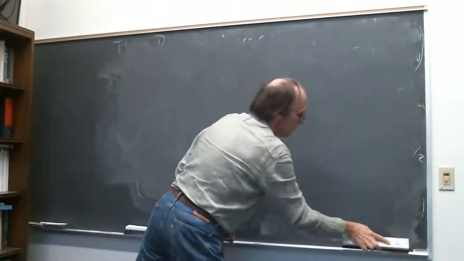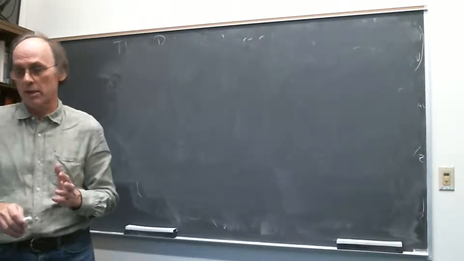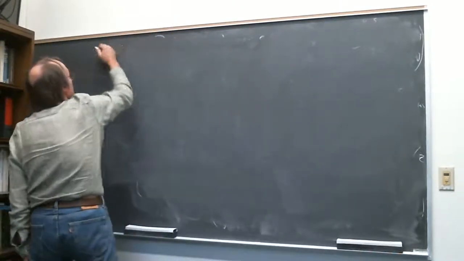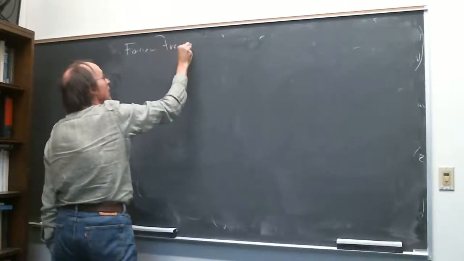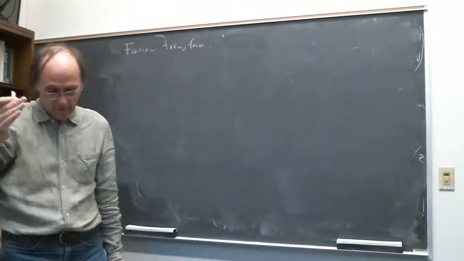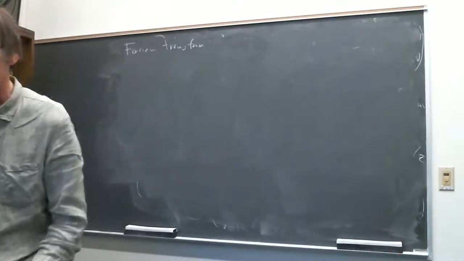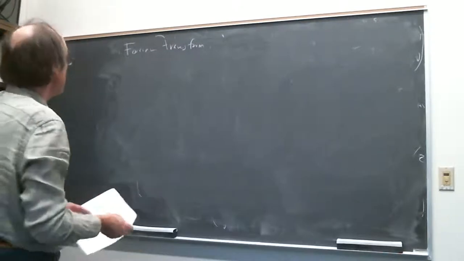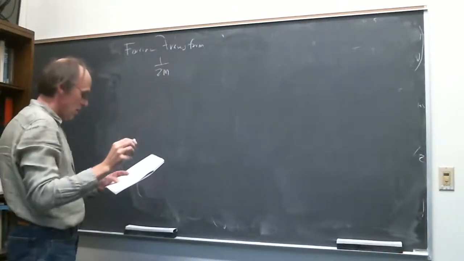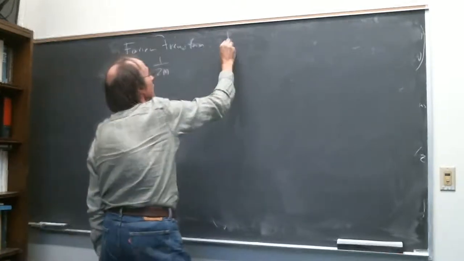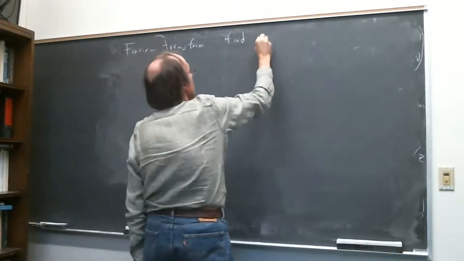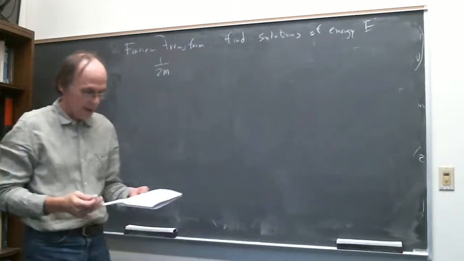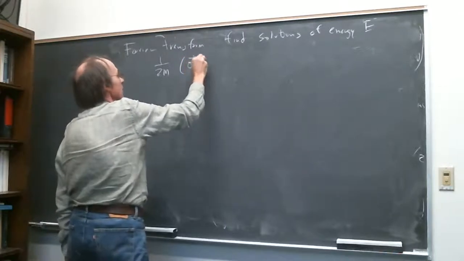Okay, so if you want to think about the space of solutions of this thing, you want to go to momentum space. Recall, in momentum space, the Fourier transform: whenever you're trying to solve some translation invariant, free particle theory, you go to momentum space, and then everything decouples there. So in momentum space you get 1/2m. Okay, so Fourier transform, find solutions of energy E, where E is the eigenvalue of the Hamiltonian.